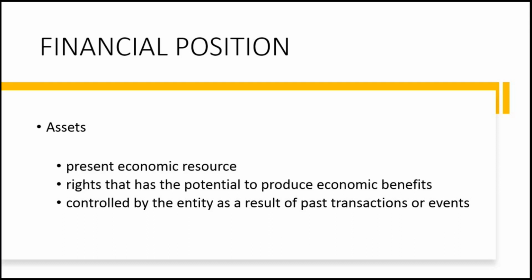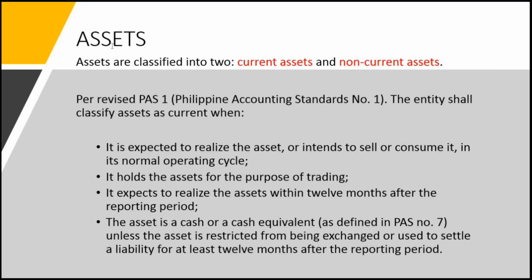Now, let us go into the details of assets. Assets are classified into 2. They can be current assets or non-current assets. Ano bang kaibahan? Per revised PAS 1 or Financial Accounting Standards number 1, the entity shall classify assets as current when first, it is expected to realize the asset or intends to sell or consume it in its normal operating cycle. So, usually, yung normal operating cycle na yan, usually ay 1 year unless iba yung ginagamit or applicable for a particular business.